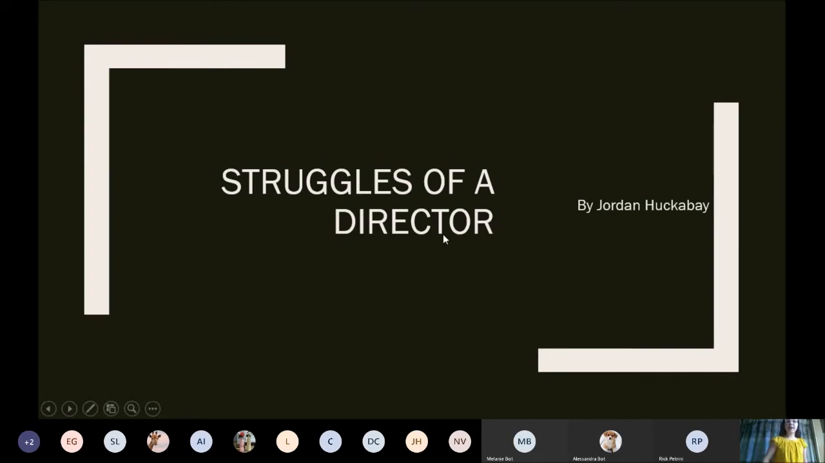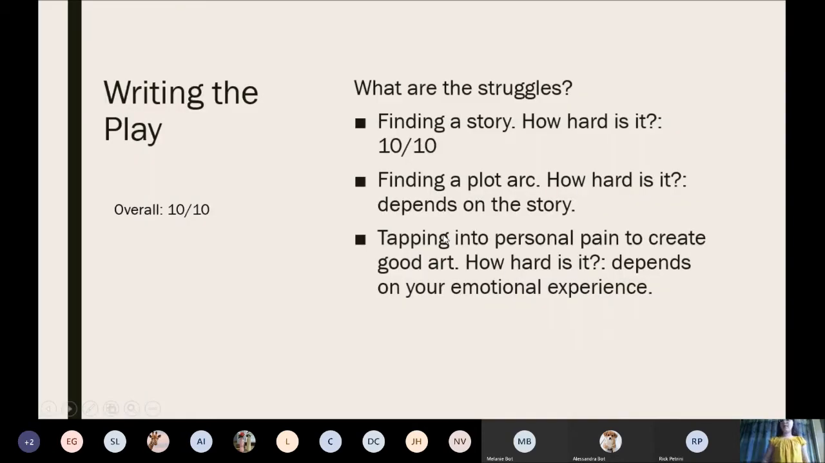The struggles in writing a play are finding a story. With finding a story, you have to decide if you want a drama story or a love story or whatever. My mentor said that was a 10 out of 10 struggle. And then finding the plot arc. You may have so many cool ideas, but if you did all of them, it would be 5 hours long. You have to figure out how to shorten that to about 2 hours. So the hardness level depends on what your story is.